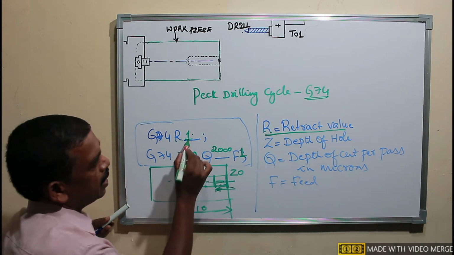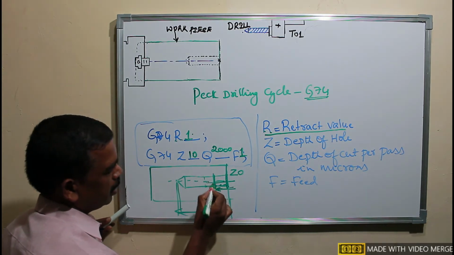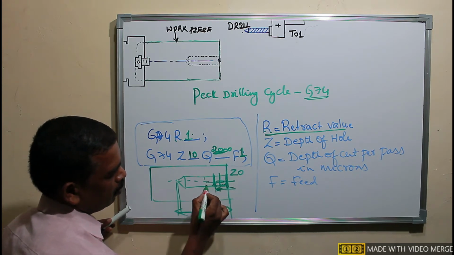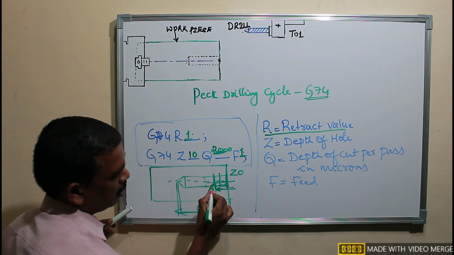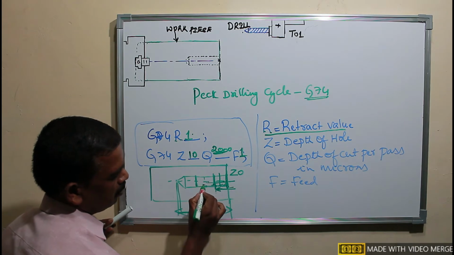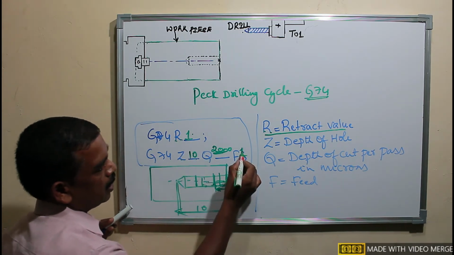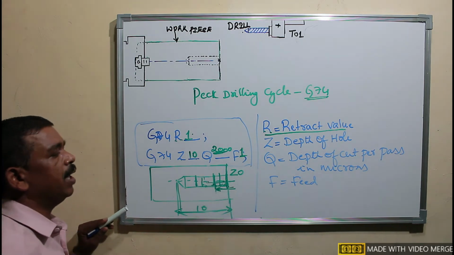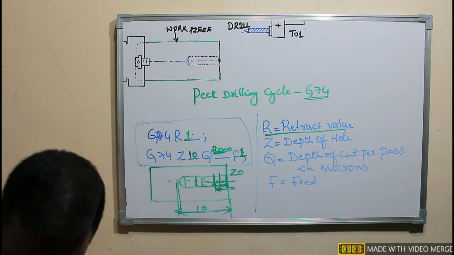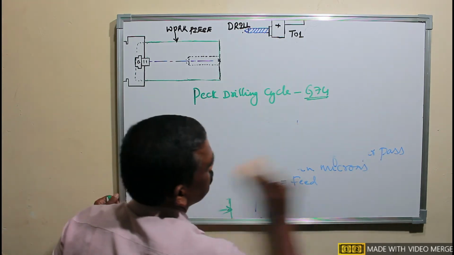So R is retract, that means while doing the drilling, up to a certain value, that is up to 2 mm it will go and it will come back 1 mm. Again it will go to 4 mm, it comes back 1 mm. Again it will go to 6 mm and it will come back 1 mm. That is the retract. So this is the total depth, and this one is feed per revolution. Okay, so now I will show you how we will write the program by using this format.